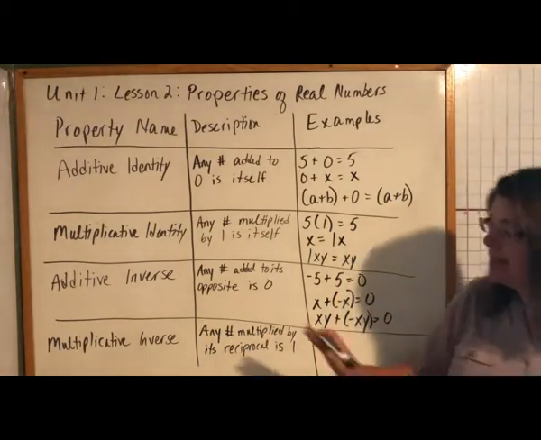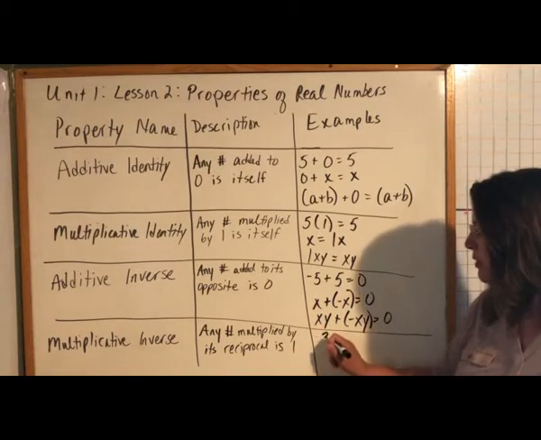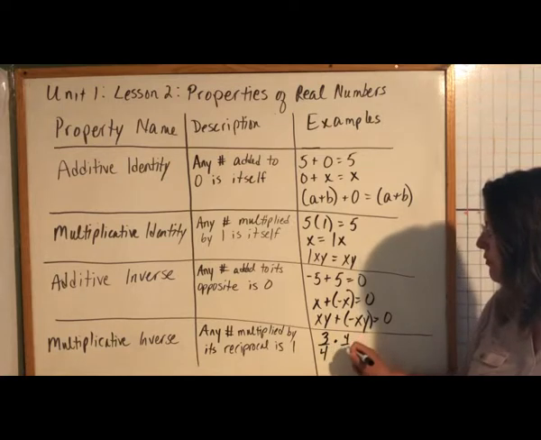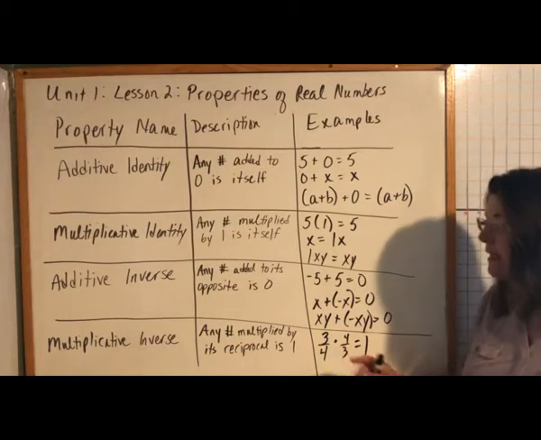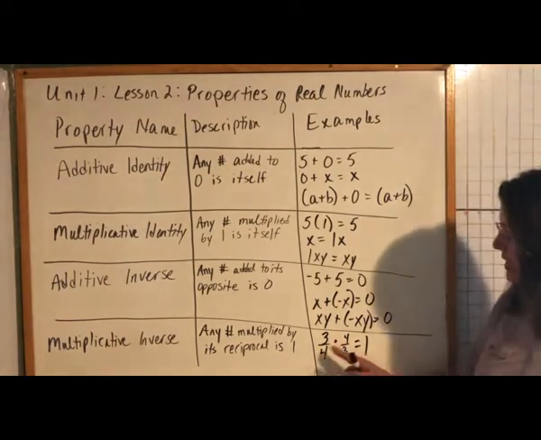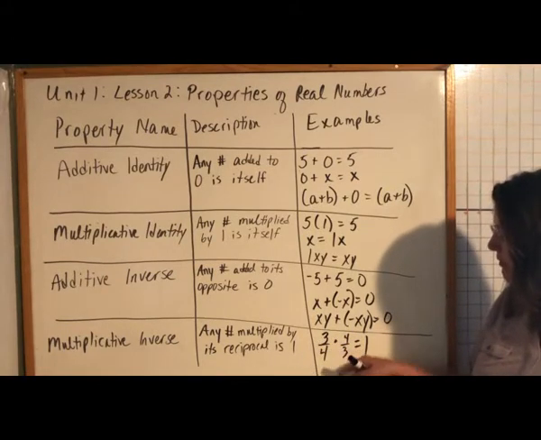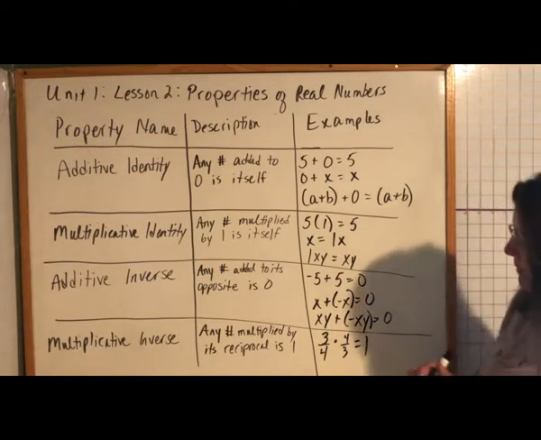So basically, that property would be something like this. 3/4 times 4/3, its reciprocal, is equal to 1. And you could do that math real quickly. If you were to multiply two fractions together, you multiply the numerators, multiply the denominators. So 3 times 4 is 12, 4 times 3 is 12, so you'd end up with 12 over 12, which in fact is 1. Okay?